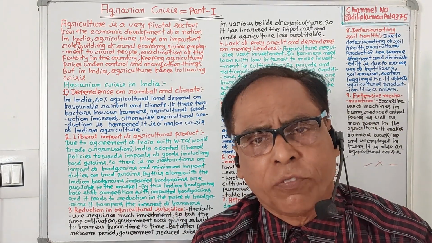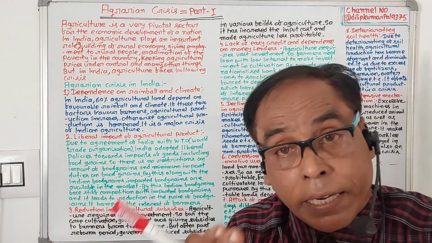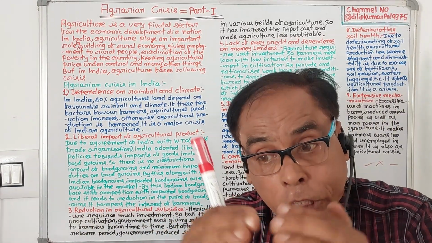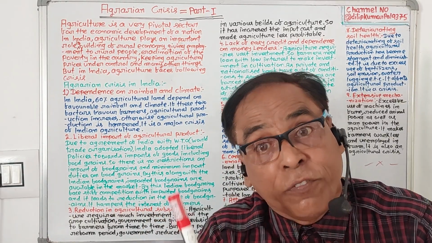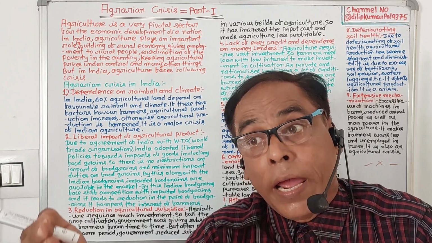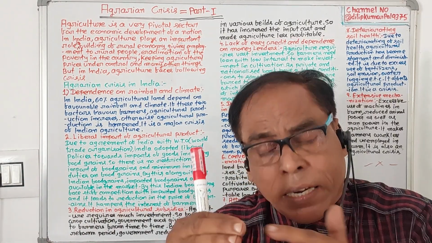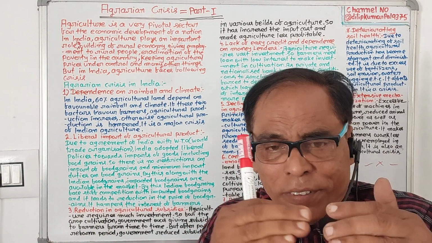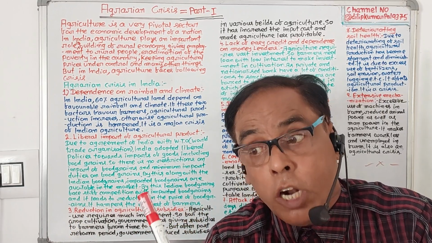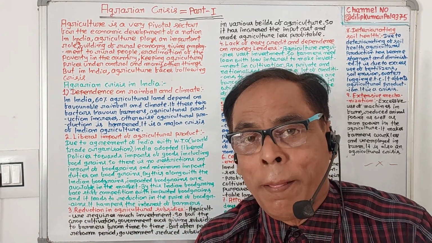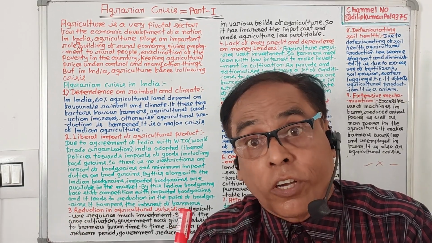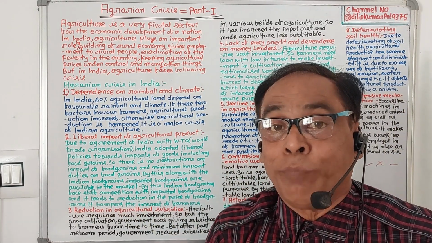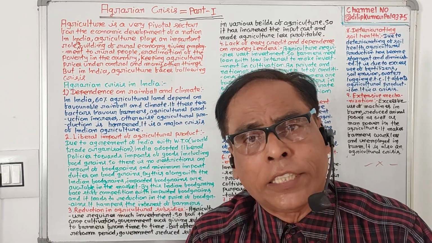The first important crisis of Indian agriculture is dependence on rainfall and climate. In India, 60% of agricultural land depends on rainfall and climate. If rainfall and climate are favorable for agriculture, then agricultural production increases. If rainfall and climate are not favorable for agriculture in any year, agricultural production is hampered. So Indian agriculture totally depends on rainfall and favorable climate. So it is a major crisis of Indian agriculture.